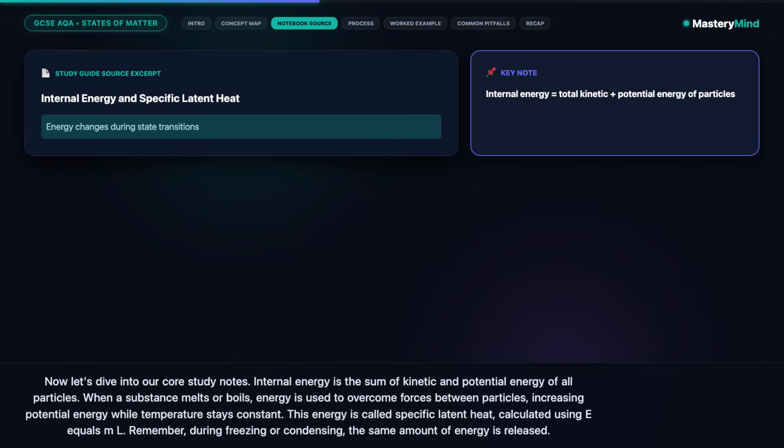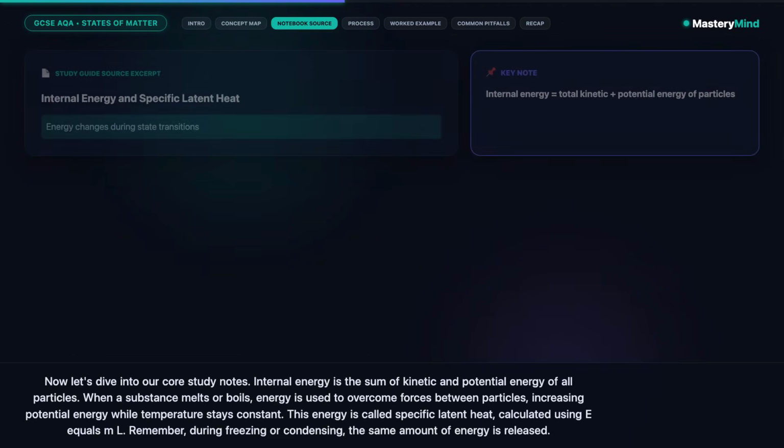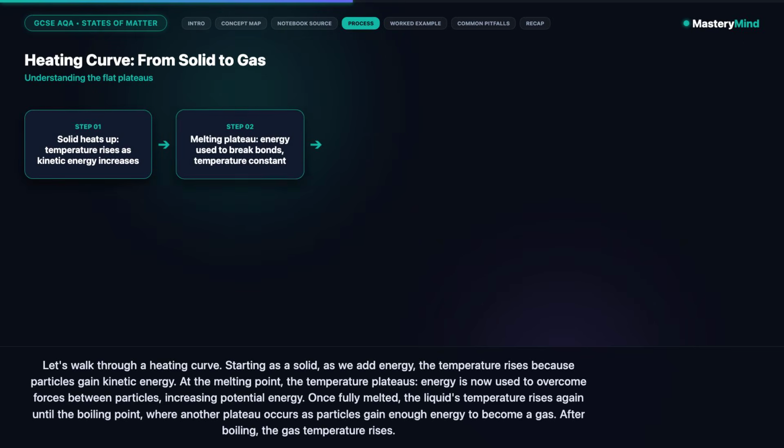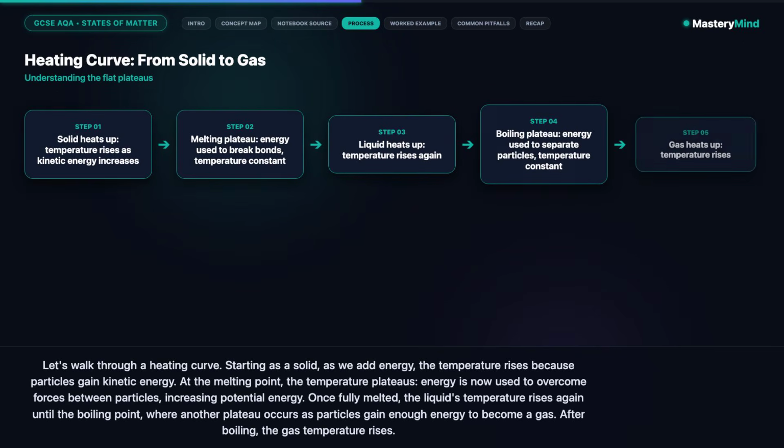Let's walk through a heating curve. Starting as a solid, as we add energy, the temperature rises because particles gain kinetic energy. At the melting point, the temperature plateaus. Energy is now used to overcome forces between particles, increasing potential energy. Once fully melted, the liquid's temperature rises again until the boiling point, where another plateau occurs as particles gain enough energy to become a gas. After boiling, the gas temperature rises.